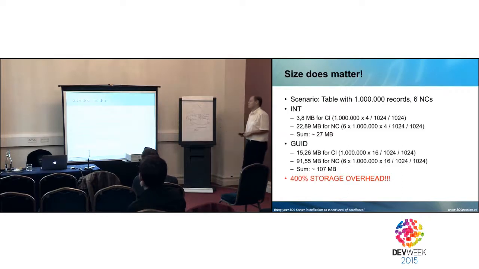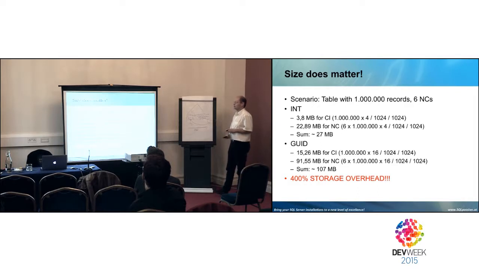Very simple example. A table with 1 million of records, 6 non-clustered indexes. You create your clustered key value on an int column. You have a storage overhead of 27 megabytes. When you do the same thing with a unique identifier value, you need 107 megabytes. Just 4 times the space. 4 bytes versus 16 bytes. Just think about it. Just a table with 1 million of records. Not too much.